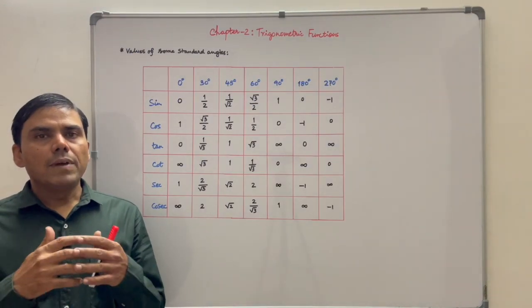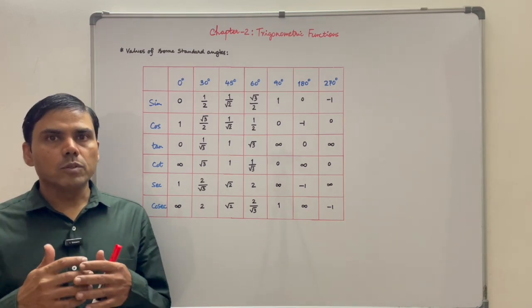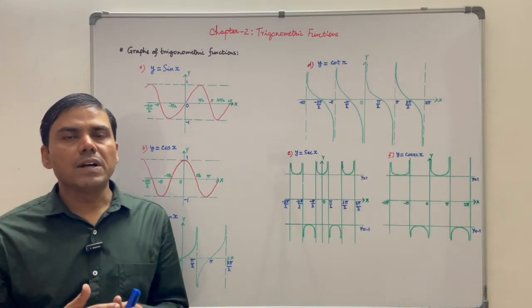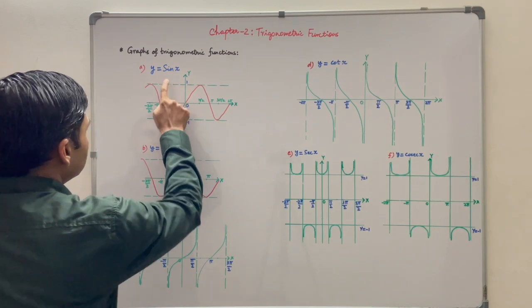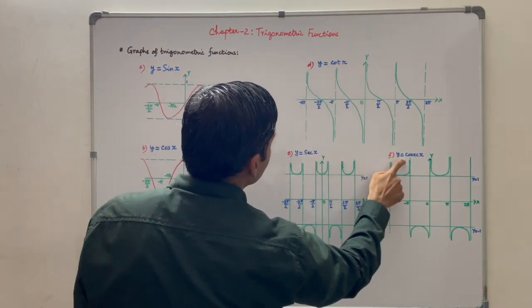In this table, values of some standard angles are given. You need to memorize them as you are going to frequently use them. Now let us see the graphs of trigonometric functions. Sin x, cos x, tan x, cot x, sec x, and cosec x.